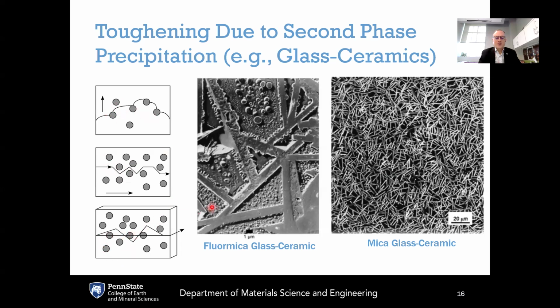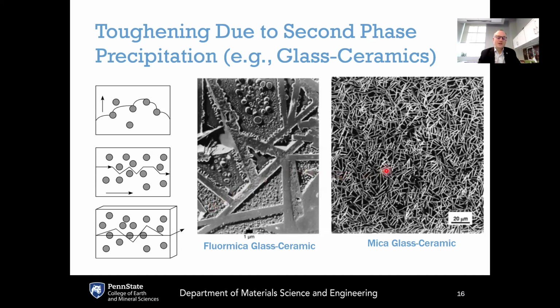Any of these possibilities mean that more energy is required for the crack to propagate, and the greater energy that is required for failure to occur means that the fracture toughness of the glass ceramic is better than the fracture toughness of the parent glass.